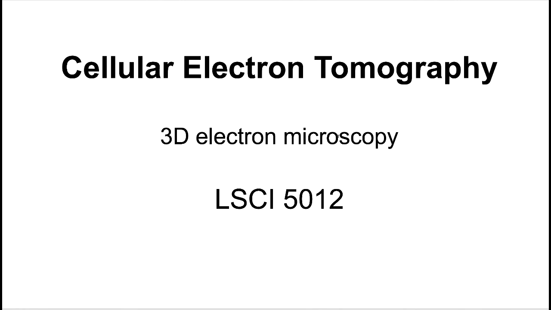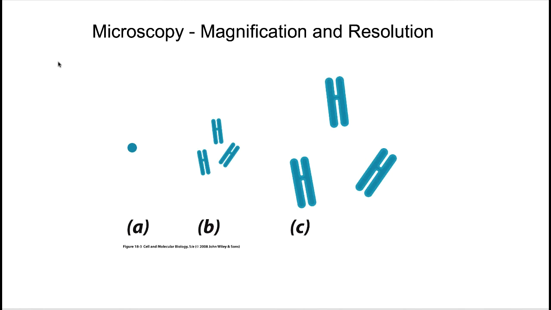There are two parameters that we use to describe the performance of microscopy. The first is magnification and the other is resolution. Magnification means how much a microscope can enlarge the images under the lens or on the stage.